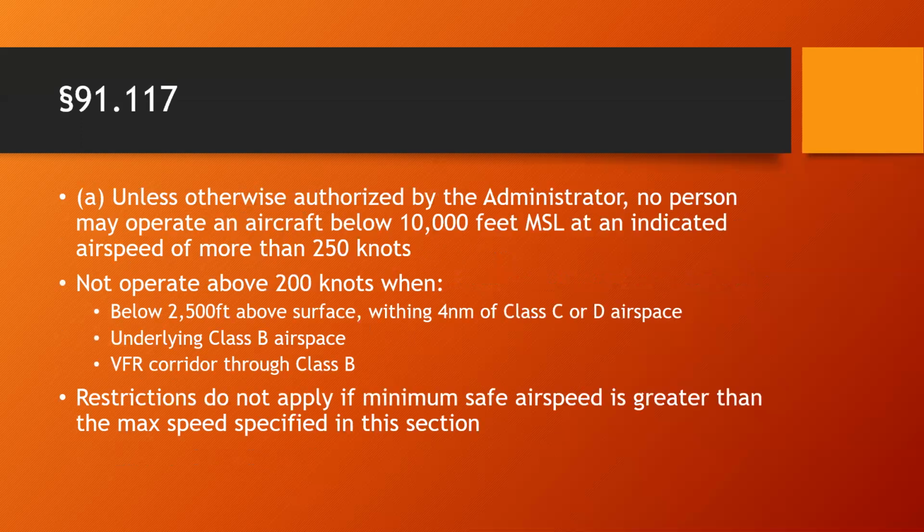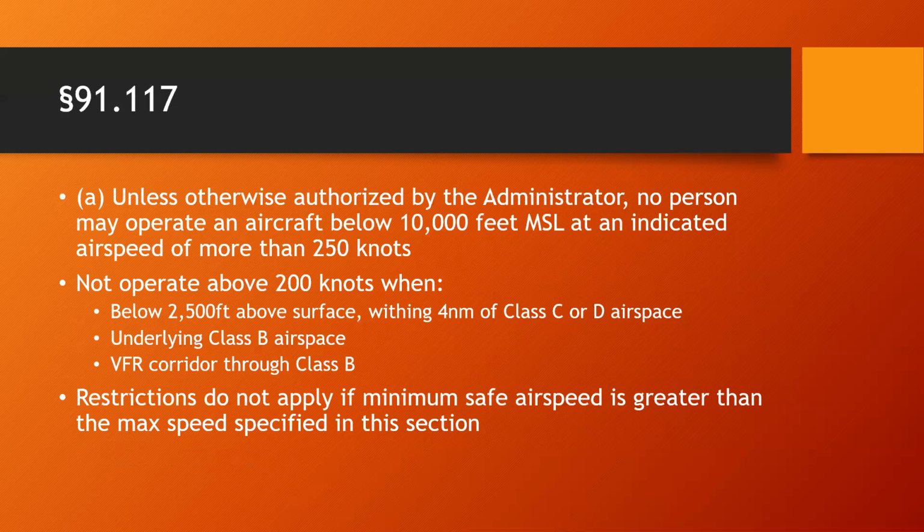91.117. Unless otherwise authorized by the administrator, no person may operate an aircraft below 10,000 feet mean sea level at an indicated airspeed of more than 250 knots. Not operate above 200 knots when below 2,500 feet above surface, within 4 nautical miles of Class C or D airspace, underlying Class B airspace, or within a VFR corridor through Class B airspace. Restrictions do not apply if minimum safe airspeed is greater than the max speed specified in this section.